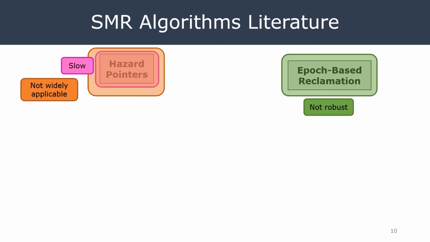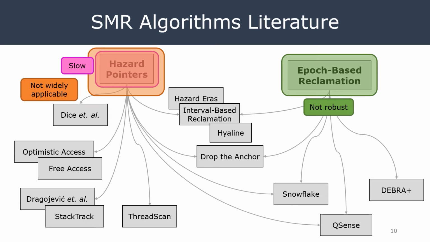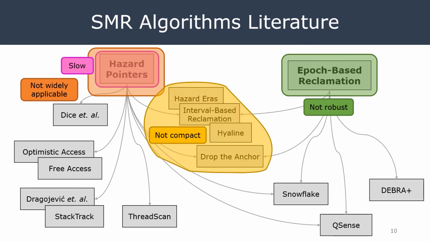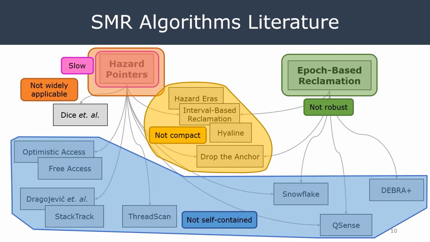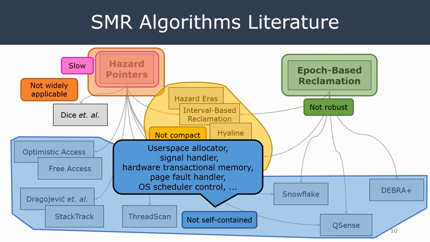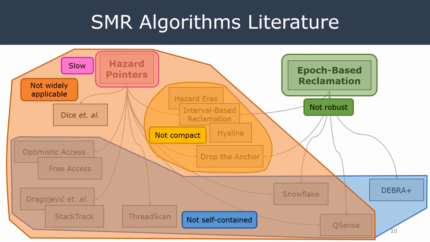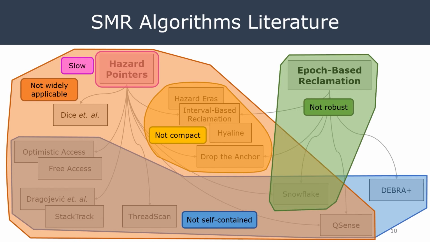To solve the problems of hazard pointers and epoch-based reclamation, many SMR algorithms have been proposed. However, most of them have to make a compromise. For example, some SMRs are not compact, meaning that they need metadata for all allocated blocks. Some of them are not self-contained, in that they rely on assumptions about the execution environment, like special features of the operating system. In addition, many of them did not solve the applicability issue, and some were not robust.